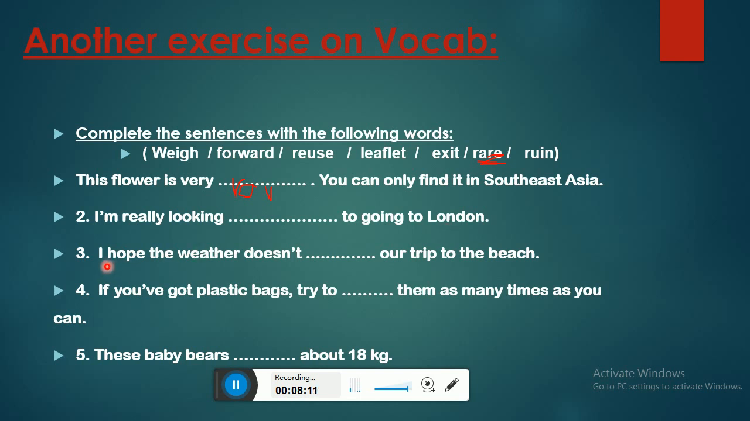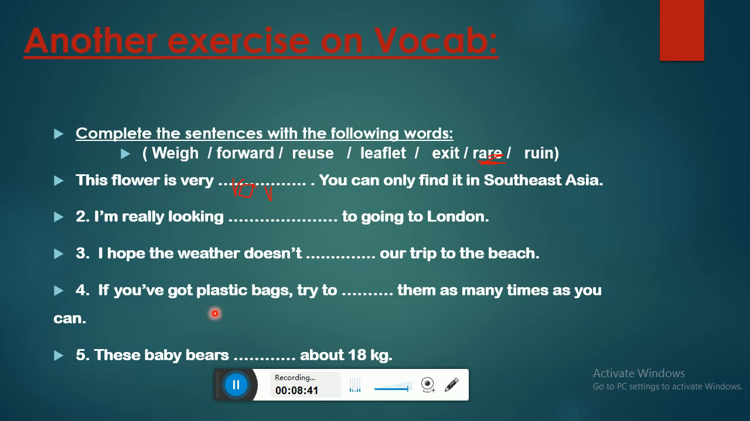I hope the weather doesn't, very good, doesn't ruin our trip to the beach. I hope the weather will be fine, okay, in order to go out. If you have got plastic bags, try to reuse them.